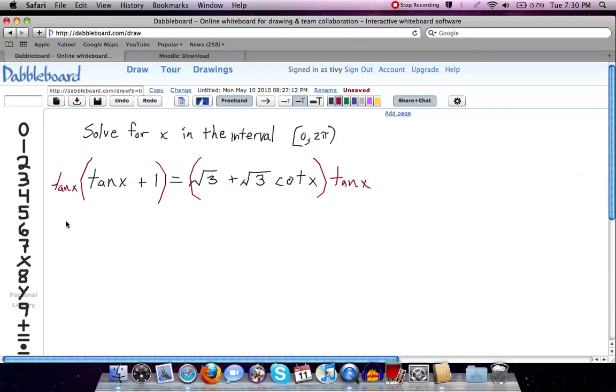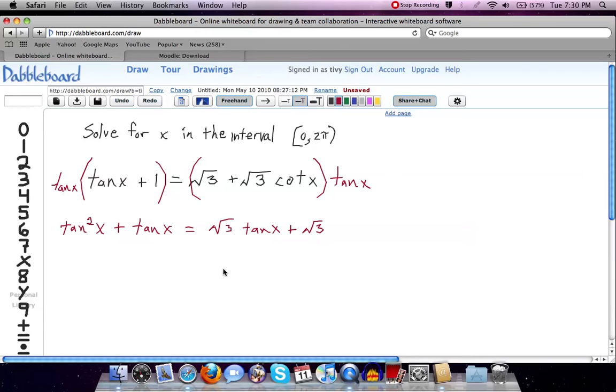Okay, when you do that, you end up distributing on the left side. You have tangent squared x plus tangent of x equals the square root of 3 tangent of x plus, and this just becomes the square root of 3 because tangent times cotangent equals 1, and we have that square root of 3 there. So here we go. We have all tangent now.